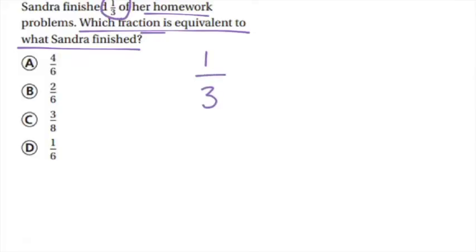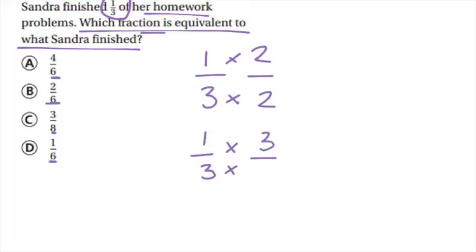So I'm going to multiply a couple of things to make an equivalent fraction. I know if I multiply my numerator and denominator by the same number, then I can form an equivalent fraction. So I'm looking and I see that I have a denominator of 6 here, another denominator of 6, another denominator of 6, and a denominator of 8. So I'm going to multiply by 2/2, and then I will try multiplying 1/3 times 3/3. I'm going to try both of those and see what I get.